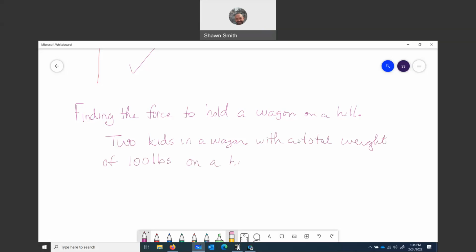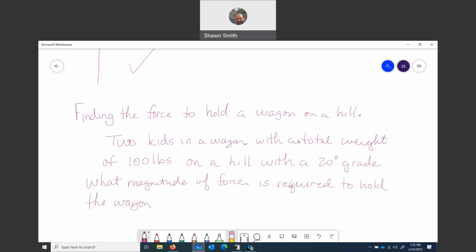They're on a hill with a 20-degree grade. What magnitude of force is required to hold the wagon so it doesn't roll down the hill?